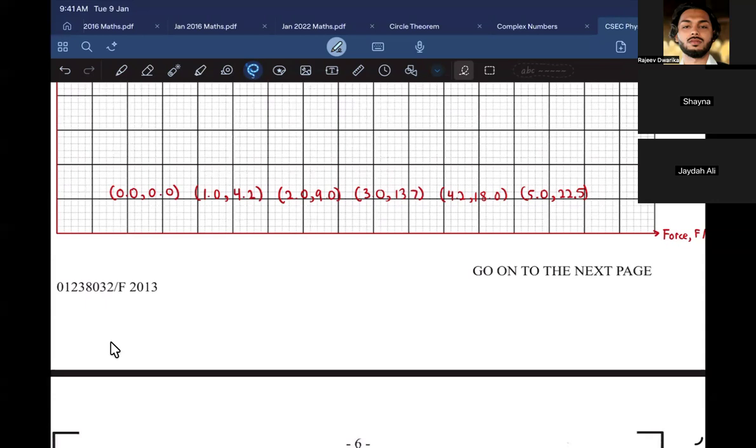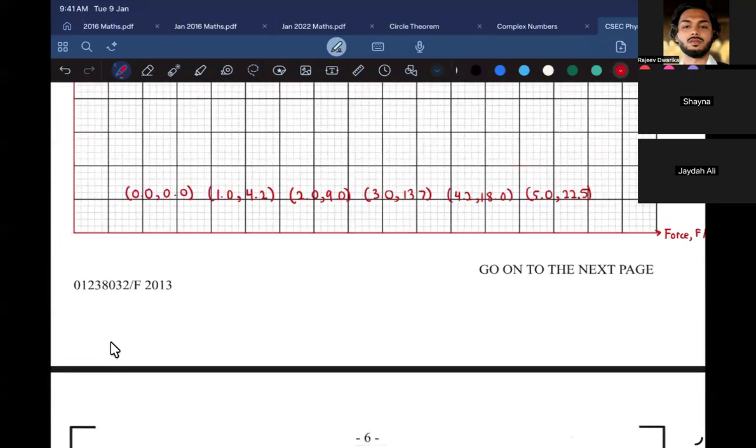The smallest value would be 1, unless it's 0, as 0.0. Right? And the largest value is 5. Correct. So in physics, your graph, whatever scale you choose, it must take up more than half of the page.